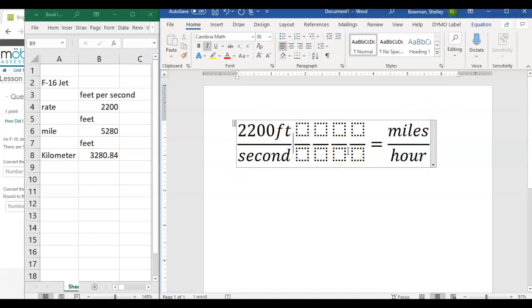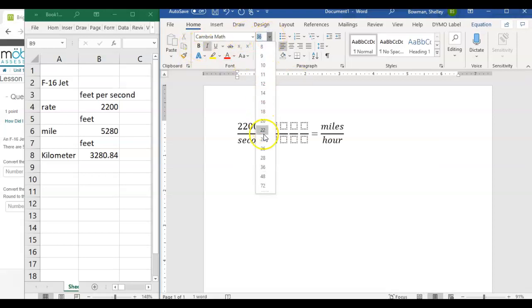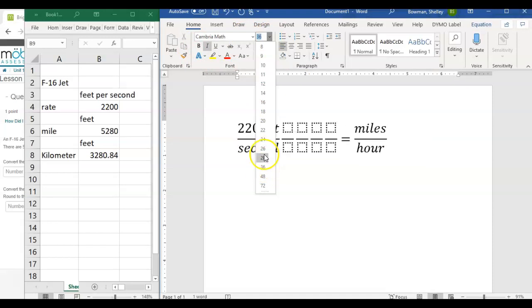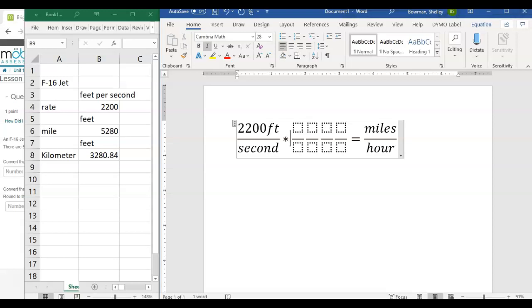With fractions, I probably need to make this a little smaller. I tried to make it big enough that you could see in a video, but I think we need it a little smaller so I can fit lots of conversions in here. We're going to be multiplying by something to get rid of the feet and get rid of the seconds so that I can start replacing them with miles and hours using our conversions. It doesn't matter which one you start getting rid of first. It's up to you. We just need to get to the point where our feet become miles and our seconds become hours.